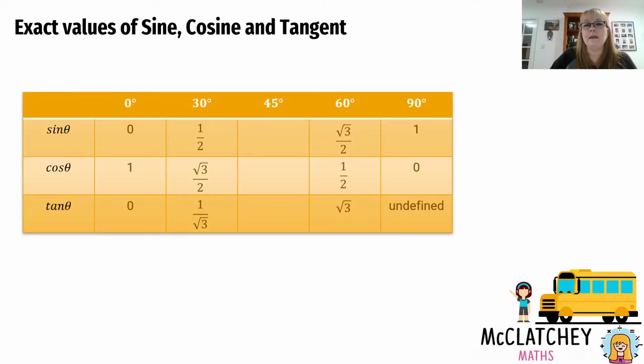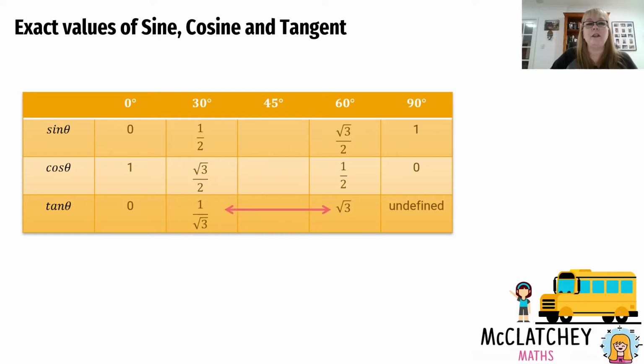Now you'll notice some interesting things. Firstly, the sine of 30 is the same as the cosine of 60. So they switch around, and you can see the same thing happens in reverse. The cosine of 30 is the same as the sine of 60. That's an important thing to remember, that they're the opposites of one another.